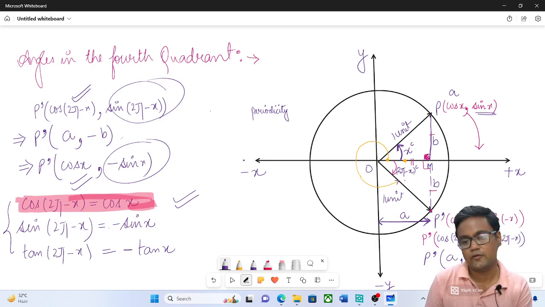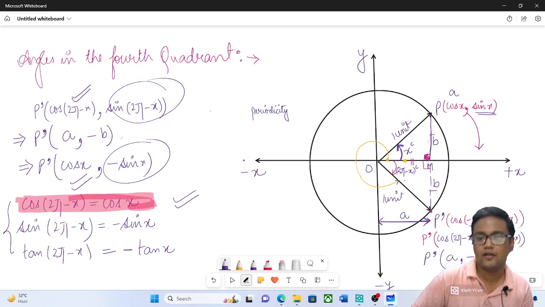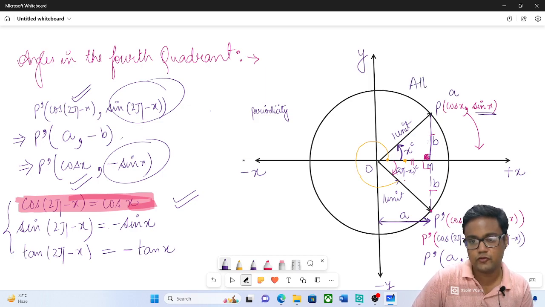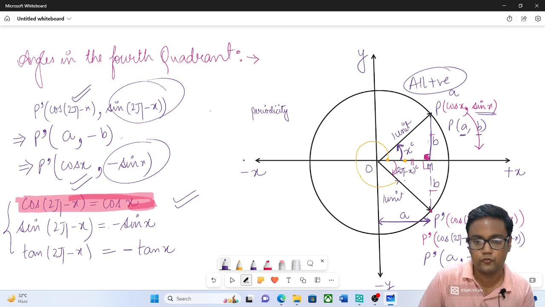So and always try to understand what happened in the first quadrant. In the first quadrant all the trigonometric ratios were positive, all positive. Why? Because यहाँ पे दिखता है p के coordinates क्या थे children, a comma b, and since sin theta and cos theta were positive, therefore every ratio was positive.